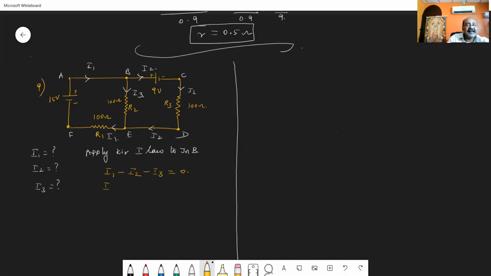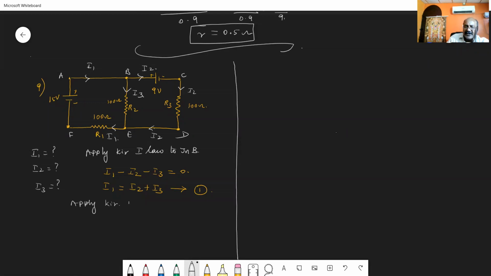Or I can write this equation like this: I1 is equal to I2 plus I3. Take this as equation number 1. Then you consider two closed circuits so that Kirchhoff's second law can be applied. I have 3 unknown quantities, so I have to frame 3 equations. Solving the 3 equations, 3 values can be calculated. So apply Kirchhoff's second law.